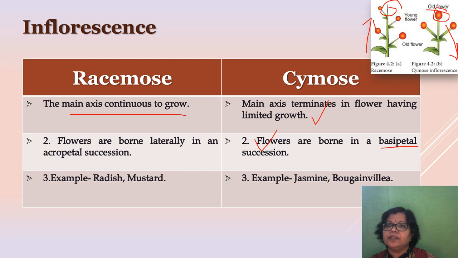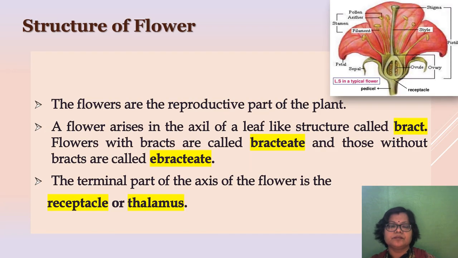Here the growth is not limited, and in case of cymose, growth is limited. Examples: racemose, radish and mustard; cymose, bougainvillea, jasmine, etc.